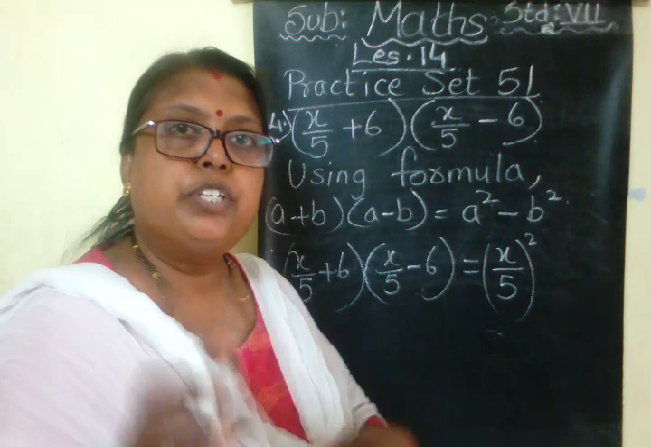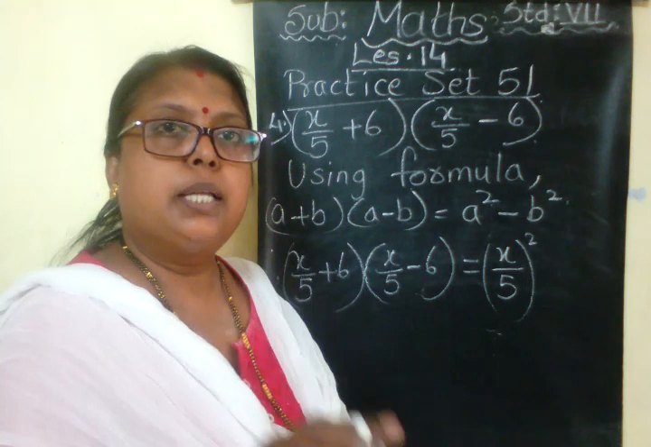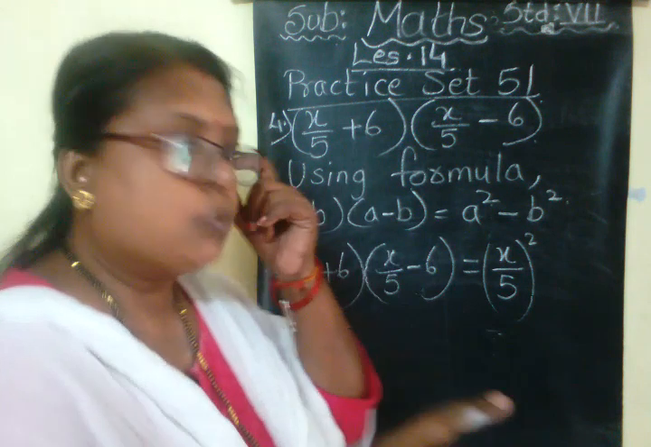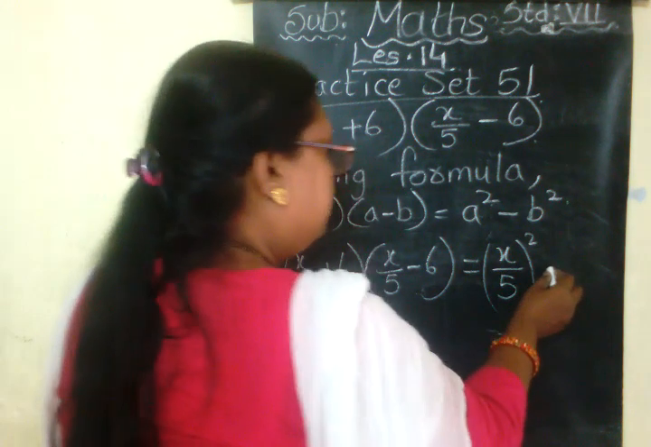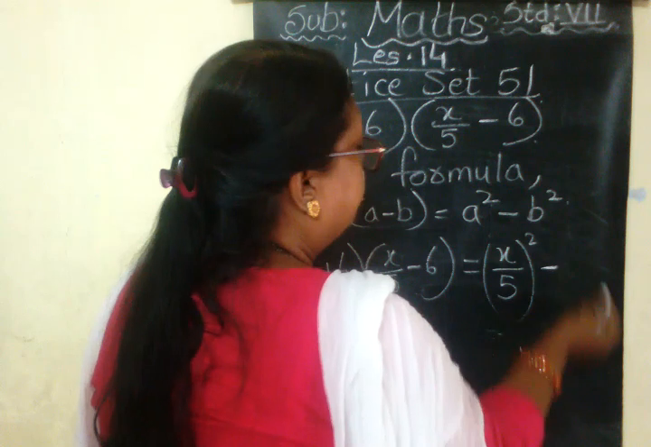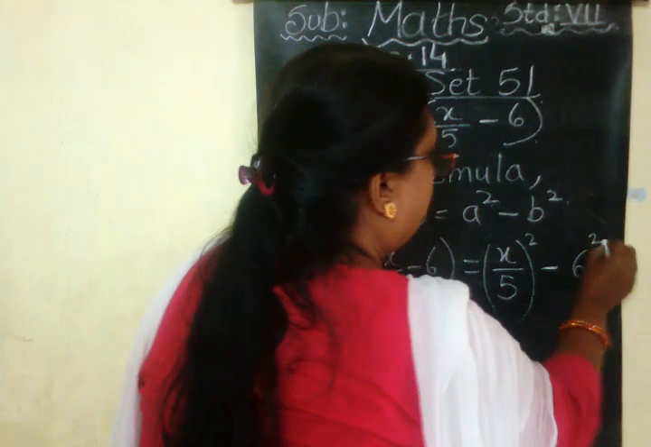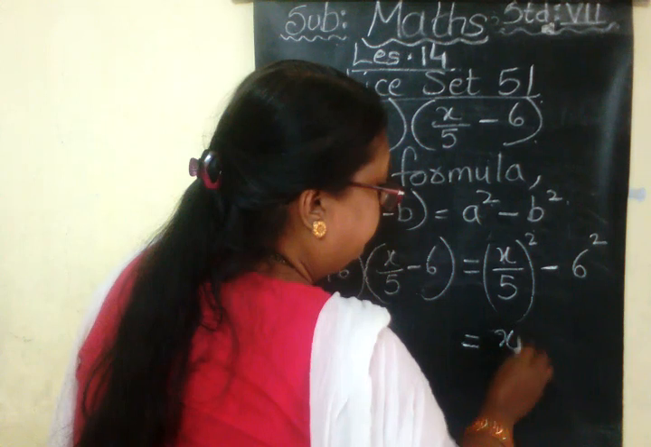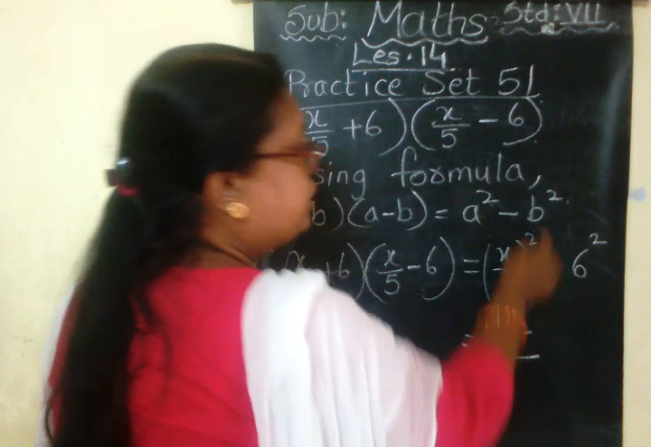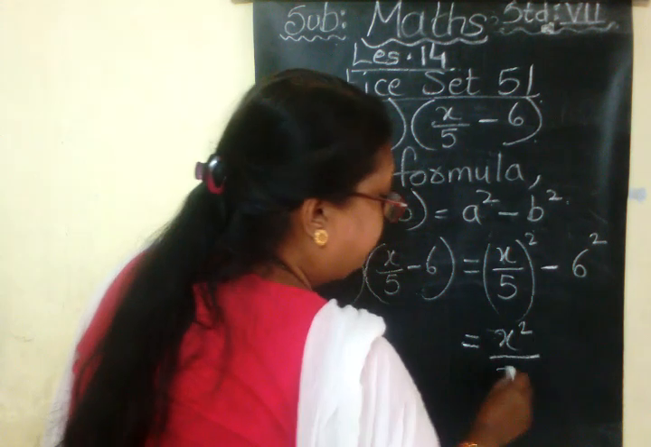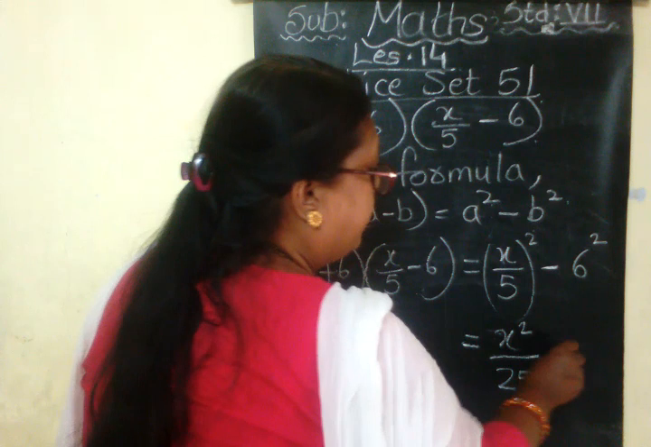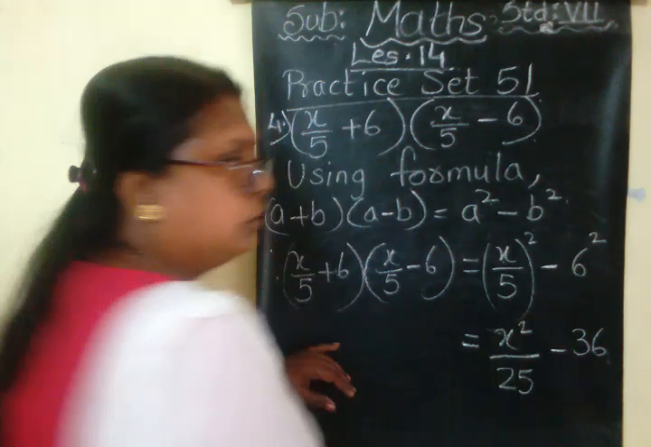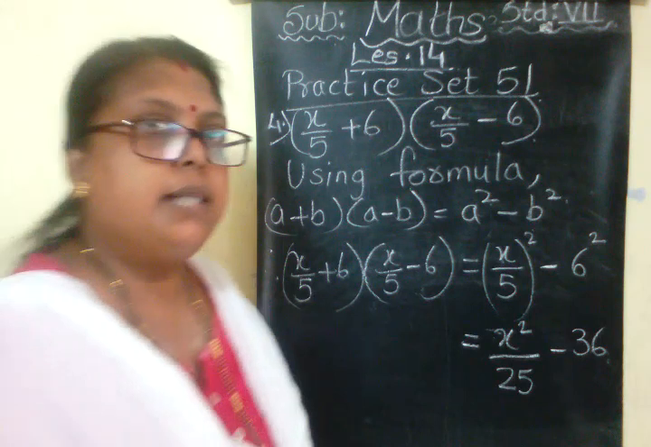If coefficient and variable both are there, suppose 3a, then you have to put it in brackets and find the square of both the terms, minus 6 square. So here the answer will be x square, then 5 square. 5 square is how much? 25. 25 minus 6 square is 36. So this is the required answer.